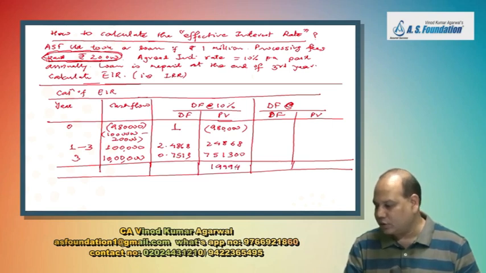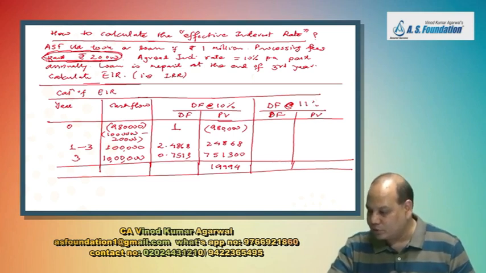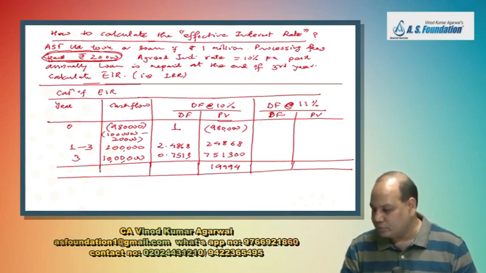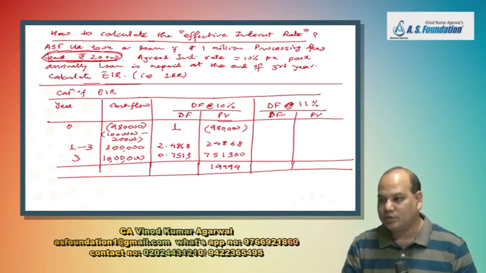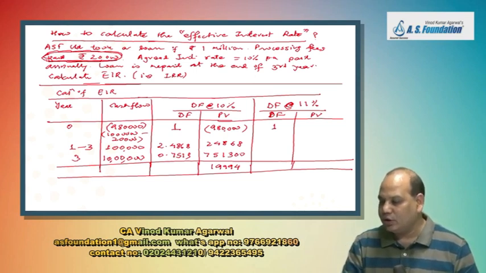$19,994. Positive or negative? Positive. Just check everyone. Is it positive? Hello? Positive. Check the total, everything again. Now take 11% because we are very close to 0. 11 or 12% you will take. Now factor is 1. You can take 11, 12, 13, 14, doesn't matter.